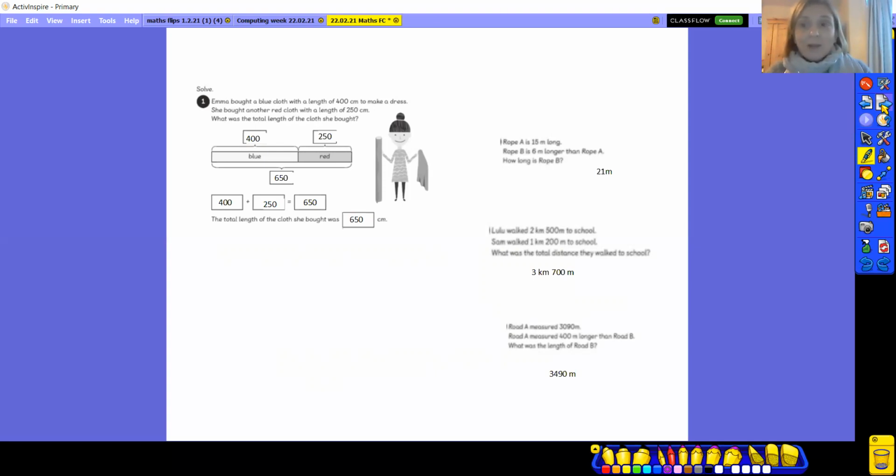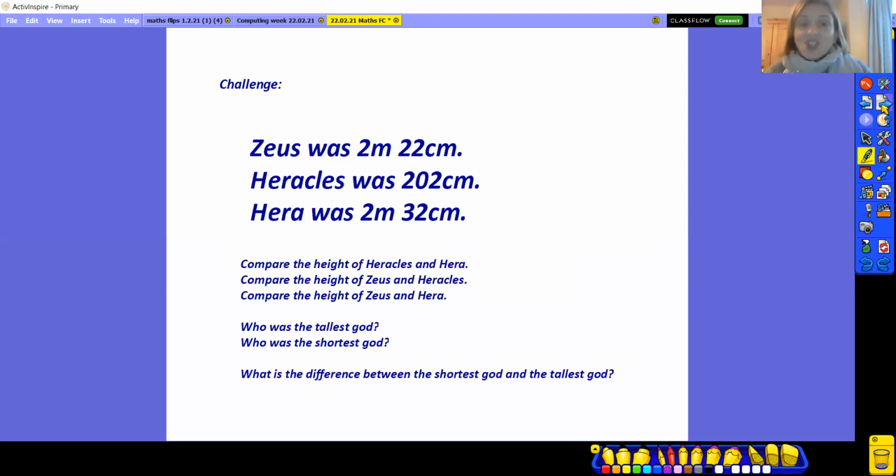If you got on well and you fancy it, there is a challenge here about the gods, okay? There's lots of questions here. Who was the tallest god? Who was the shortest? And you have to compare the heights. And what's the difference between the shortest and the tallest god? I'm not going to give you the answers to that because I think you can prove them yourself.